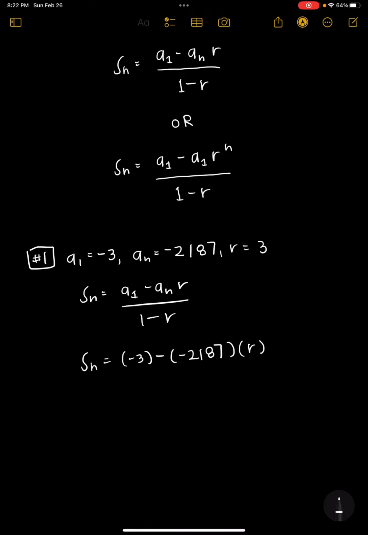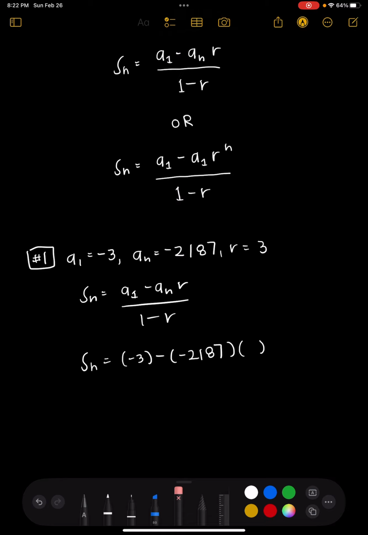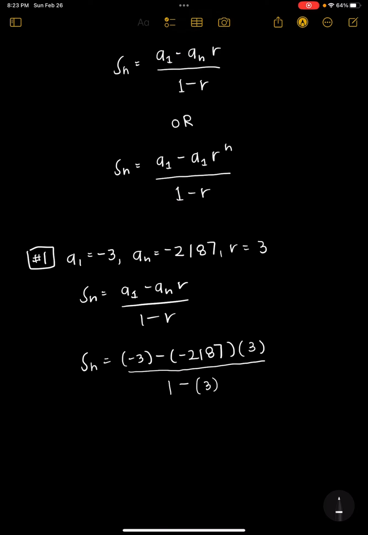Recognize that I just put r, but I need to put 3 where I put the r. I put all of these numbers in parentheses just so that I don't get confused with all of the minus signs. You definitely don't have to do it, but I would recommend it. Okay, so now we're just going to plug that into a calculator, which gives me negative 3,279. And that's when I add all of those numbers up together: the first term, the last term, and all the terms in the middle.